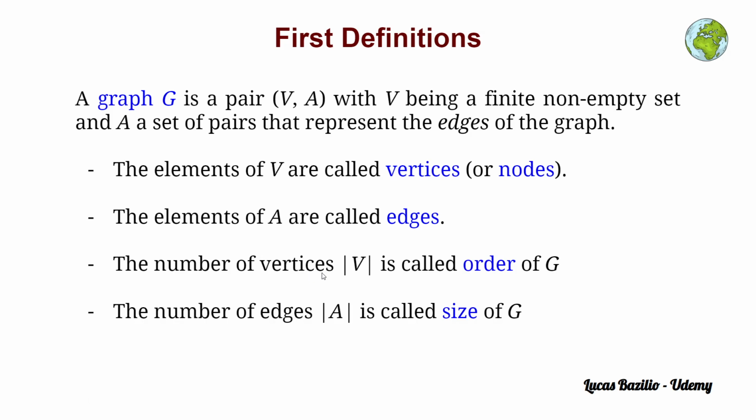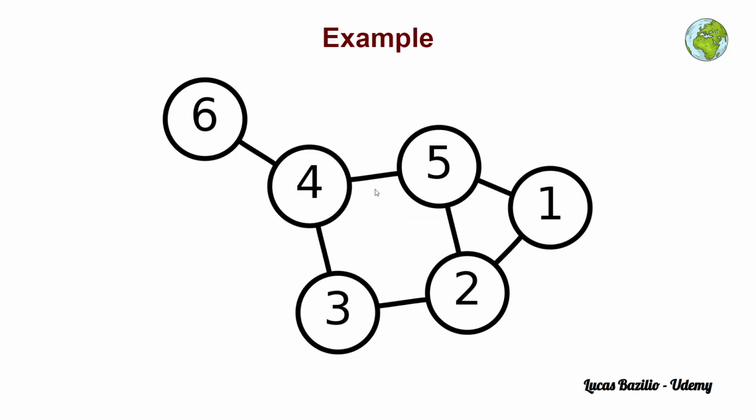The number of vertices, that is the absolute value of this set, is called the order of the graph. And the number of edges A is called the size of the graph. So let's see an example.